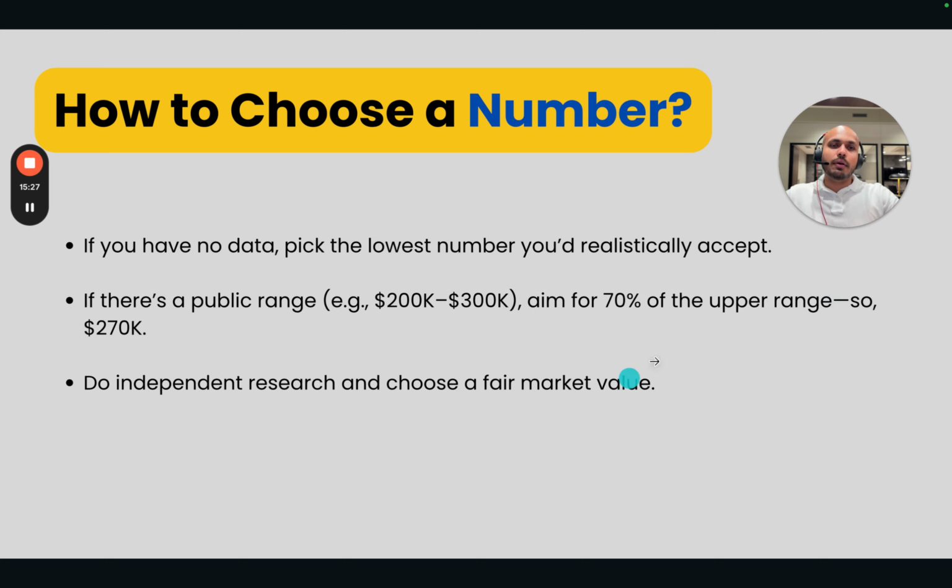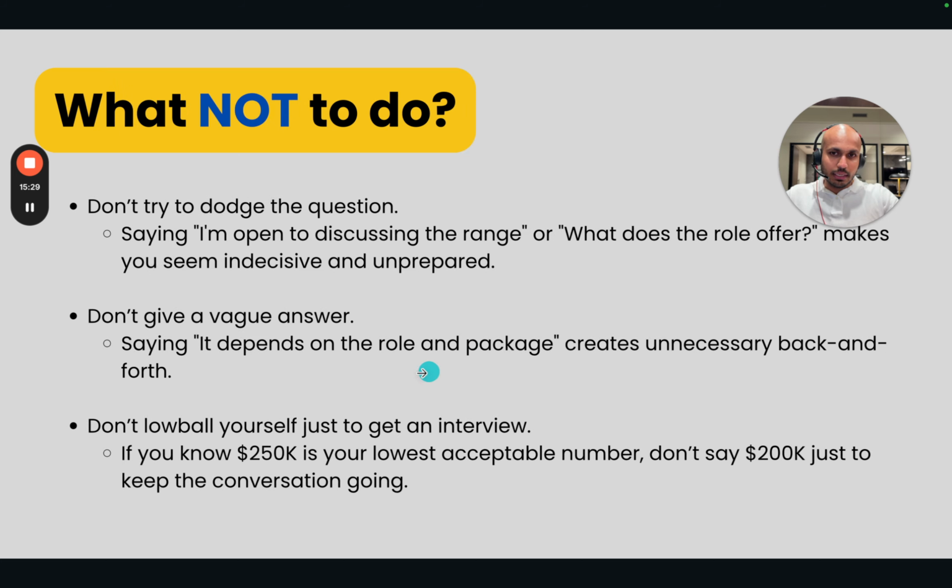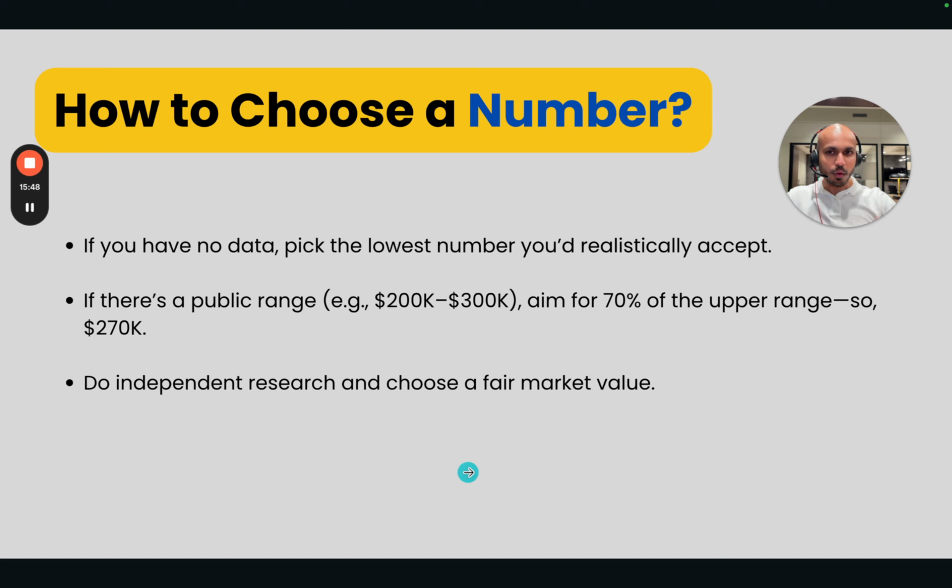So ultimately, what I'm saying is, what you have to do here is give them a direct number. No dancing and no beating around the bush, no nothing. So if they say, hey, what are your salary expectations? I'm looking for 220K and above, 250K and above. That's it. Give them a precise number. And how do you come up with that number? Well, if you have no data, if you haven't done research, then pick the lowest number that you would realistically accept, below which you wouldn't even consider signing any offer.